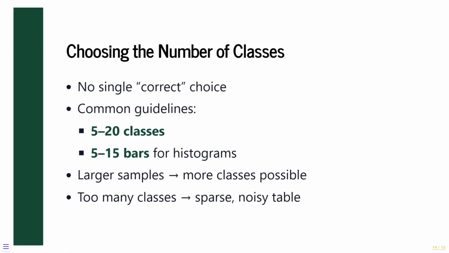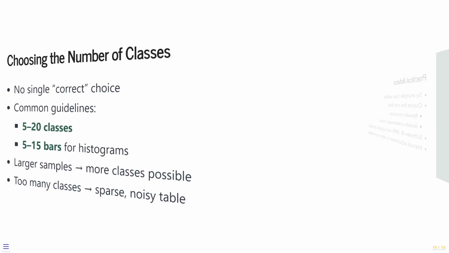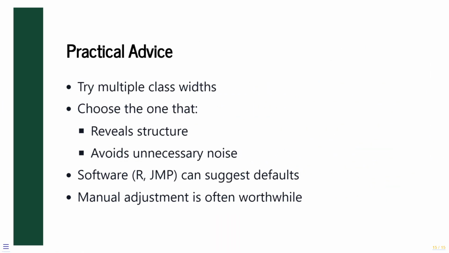Selecting an appropriate number of classes is more art than science, but a few guidelines help. Many textbooks suggest between 5 and 20 classes. An alternative rule of thumb for histograms is to use 5 to 15 bars. As the sample size grows, more classes allow finer detail, but too many classes produce a sparse table. In practice, try several class widths and see which one provides a clear picture of the data. Software like JMP and R will automatically suggest class widths, but you can adjust them manually.